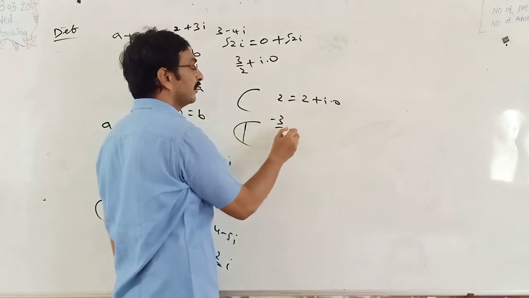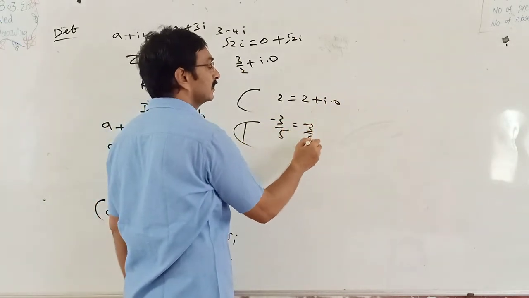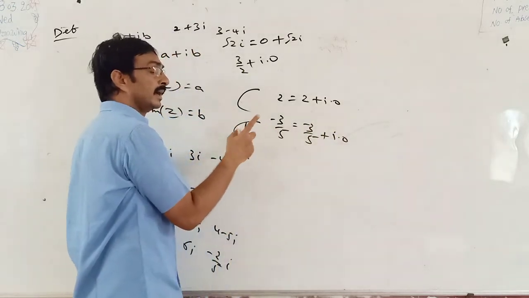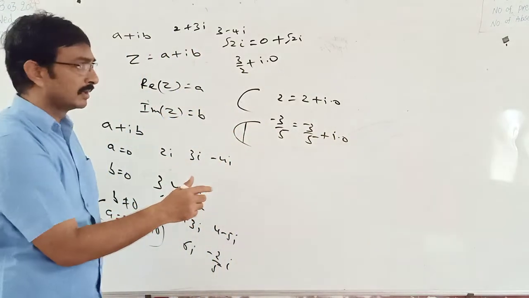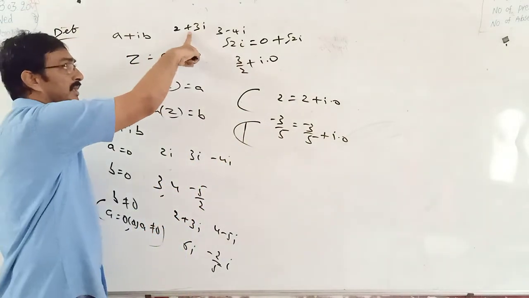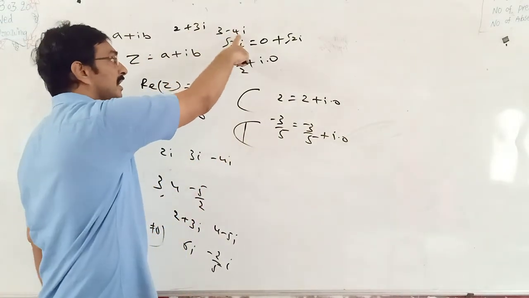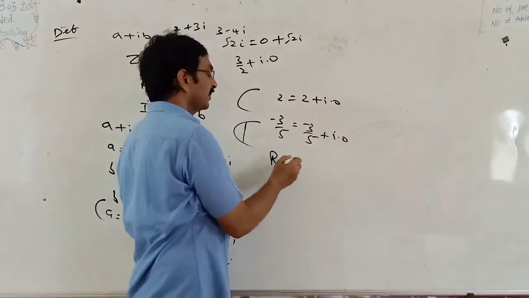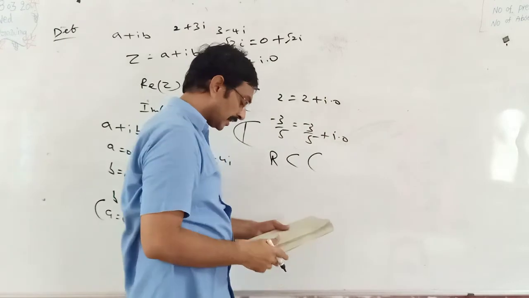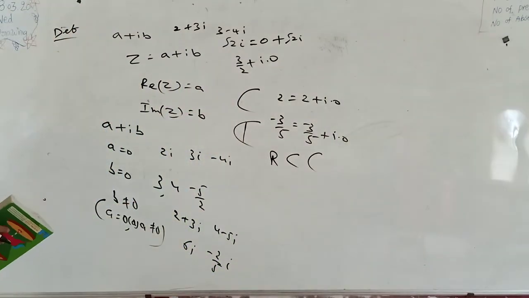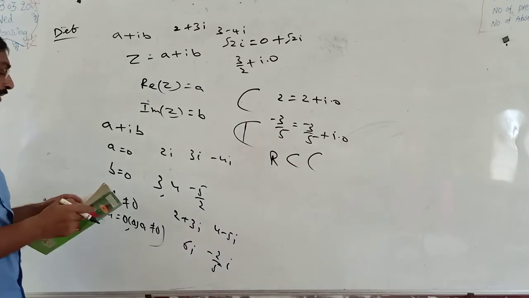Suppose minus 3 by 5 can be expressed as minus 3 by 5 plus i into 0. So, every real number is a complex number, but a complex number may not be a real number, because this is a complex number but not real. Thus the set of real numbers is a subset of the set of complex numbers. So, this is just the definition of the complex number.